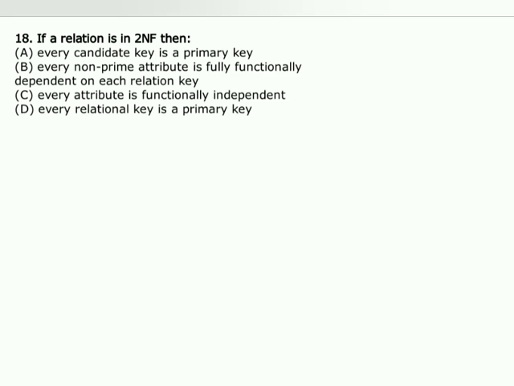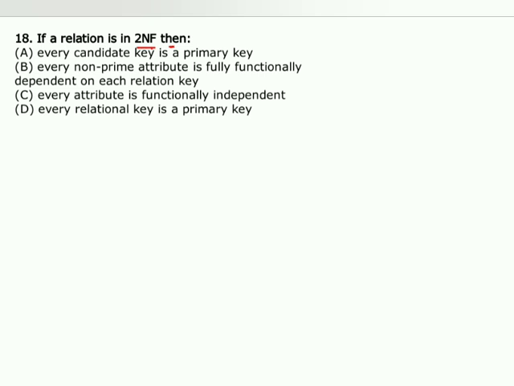If a relation is in 2NF form, then what will we consider? For a relation to be in second normal form, the relation must be in first normal form. Then it will be considered as second normal form. In 2NF there should not be any partial dependency, and in third normal form, there should not be any transitive dependencies.